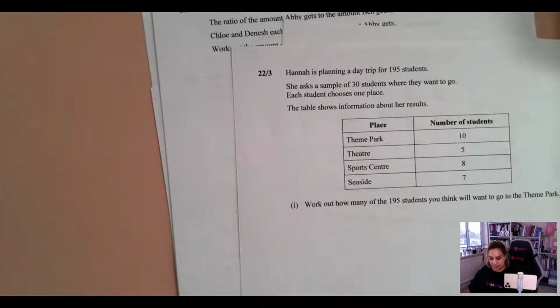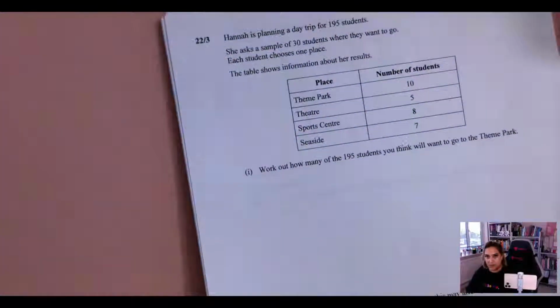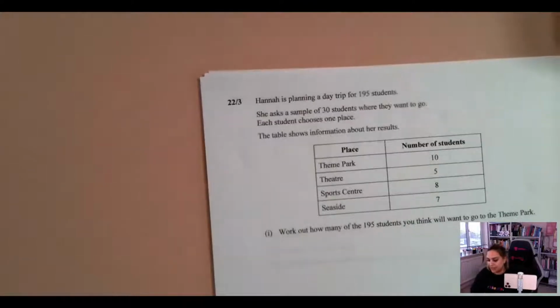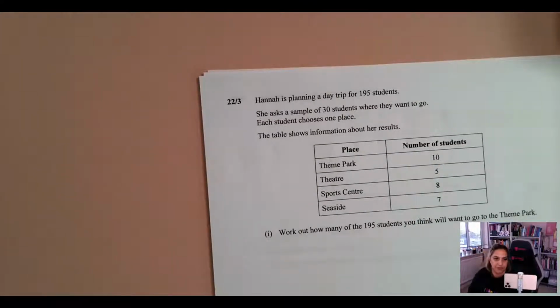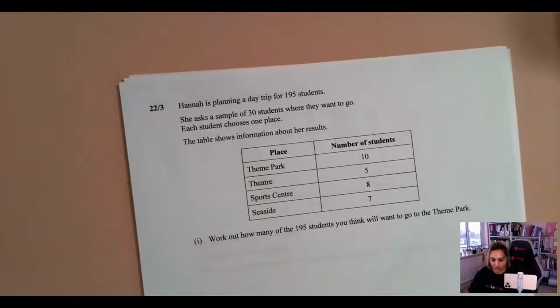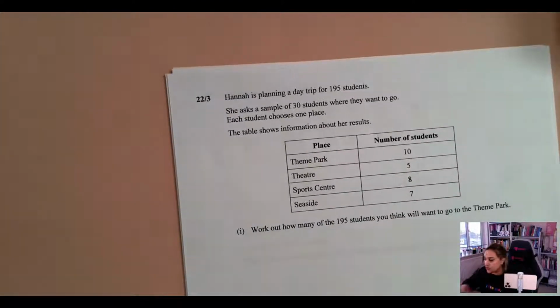We've got Hannah is planning a day trip. She asks a sample of 30. Sorry, I'll just put these so you can see them. So Hannah is planning a day trip for 195 students. She asks a sample of 30 students where they want to go. Each student chooses one place. We get a table. And then the question says, how many do you think want to go to the theme park? Now this is super easy.